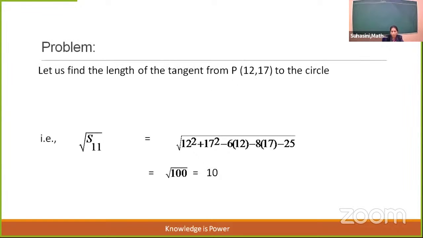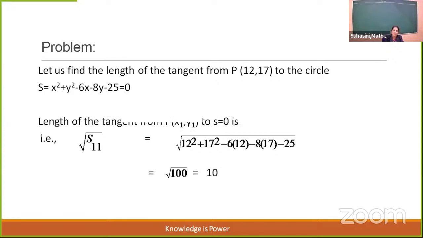Let us solve a problem related to this concept. Let us find the length of the tangent from P(12, 17) to the circle S = x square plus y square minus 6x minus 8y minus 25 = 0. Solution. First, we have to write the given points.